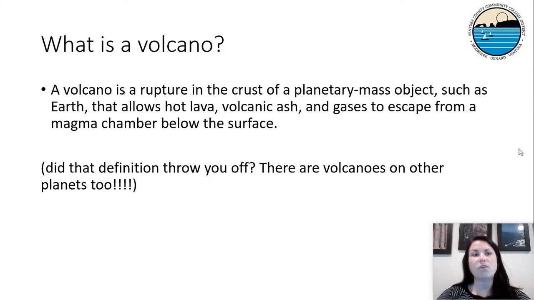Okay, so what is a volcano? A volcano is a rupture in the crust of a planetary mass object, such as the Earth, that allows hot lava, volcanic ash, and gases to escape from a magma chamber below the surface. So my definition has Earth in there because volcanoes exist on other planets too. So I'm going to give you an example of that at the end of the lecture.